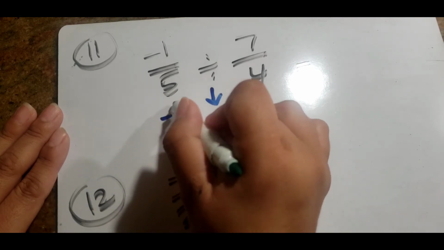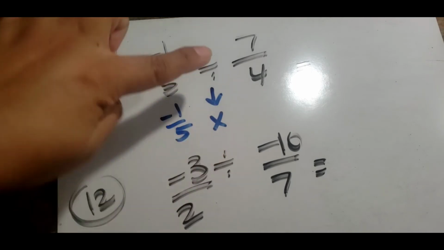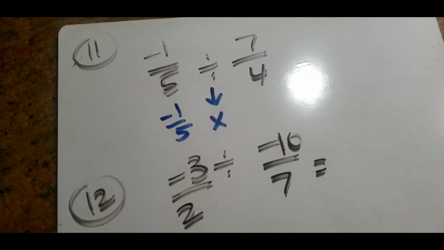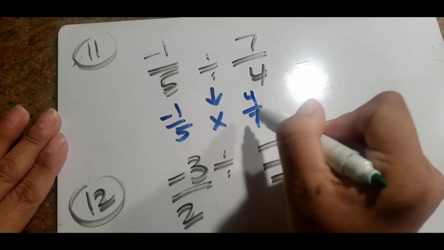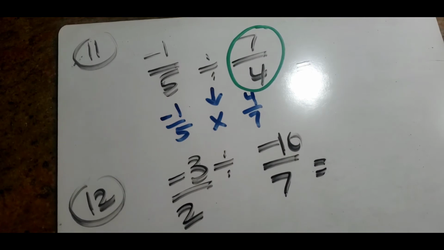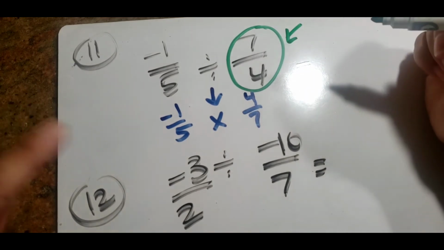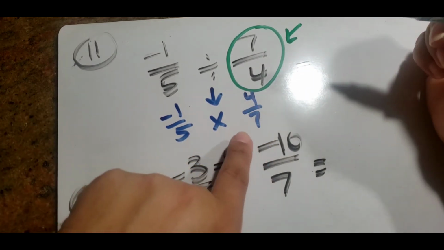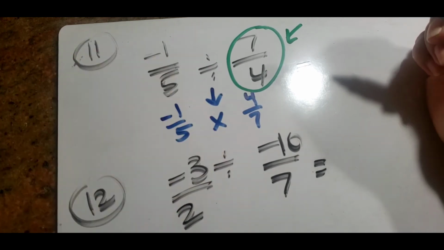fraction will stay the same, so negative 1/5 times, so your division turns into a multiplication, and then you actually have to do the reciprocal of the second fraction. So it's always the reciprocal. So division problems turn into multiplication problems, but just remember your divisor always becomes the reciprocal. Okay, so negative 1/5 times 4 over 7.